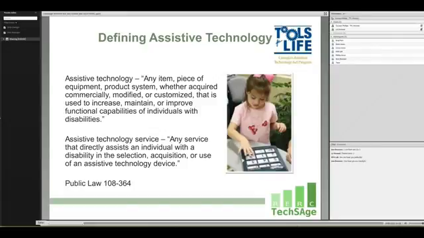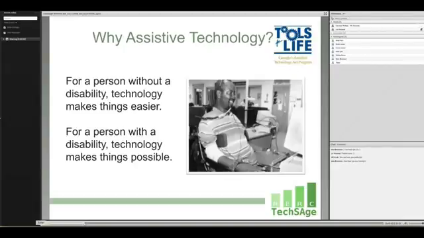It's any item, piece of equipment, product, system, whether acquired commercially, modified, or customized, that is used to increase, maintain, or improve functional capabilities of individuals with disabilities. And when we're talking about a service, it's anything that's assisting that individual with making an informed choice about what it is that they need.